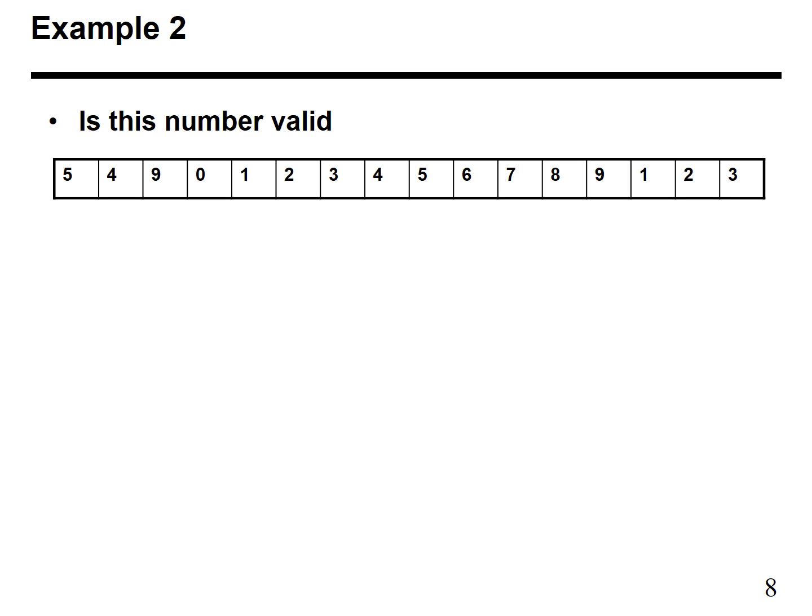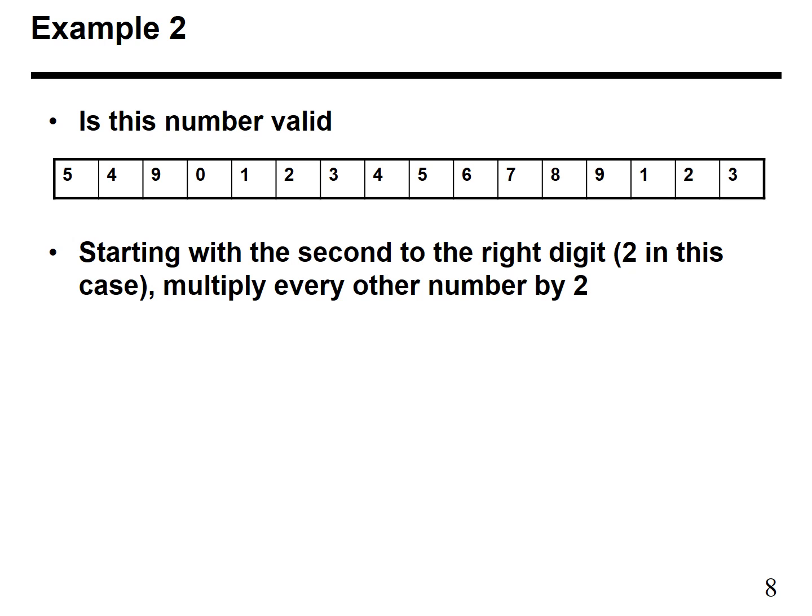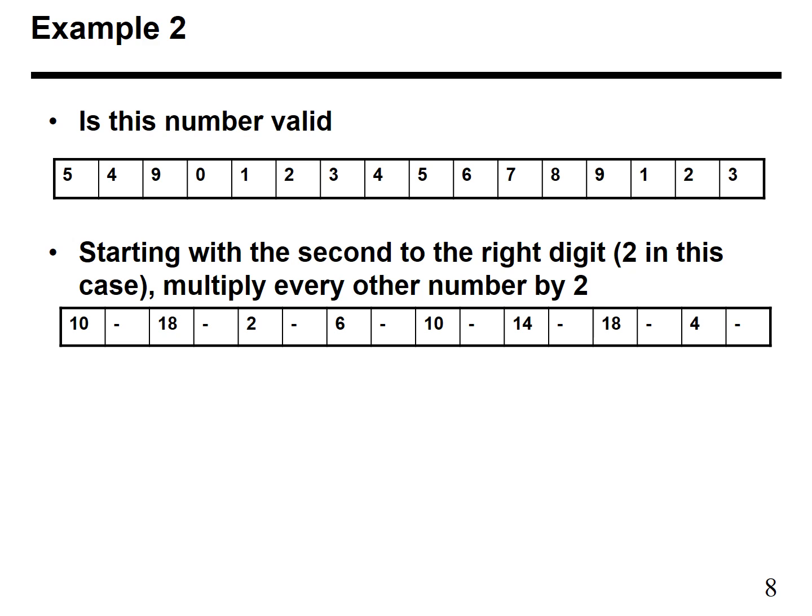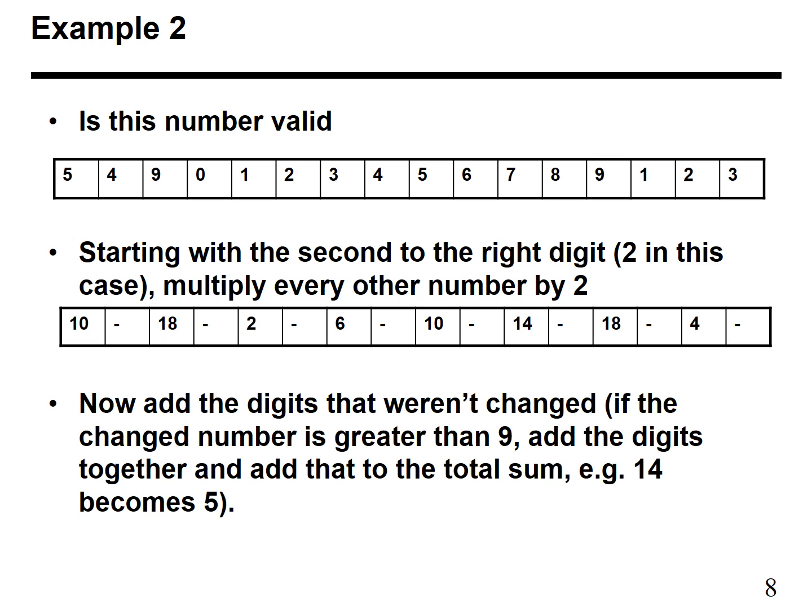Okay, so let's try another example. So let's look at this number. Is this a valid credit card number? So we start with the second digit from the right, 2 in this case, and multiply this number and every other number by 2. So this gives us this. 2 times 2 is 4, 9 times 2 is 18, 7 times 2 is 14, and so on. Now we add the digits that weren't changed, and for any digit that was changed that gave us a total greater than 9, we add the digits. So for instance, the 18 becomes a 9, 14 becomes a 5, etc.